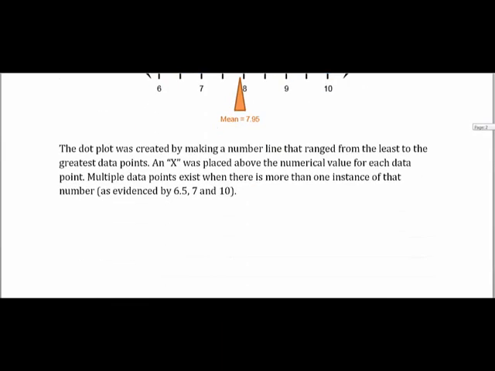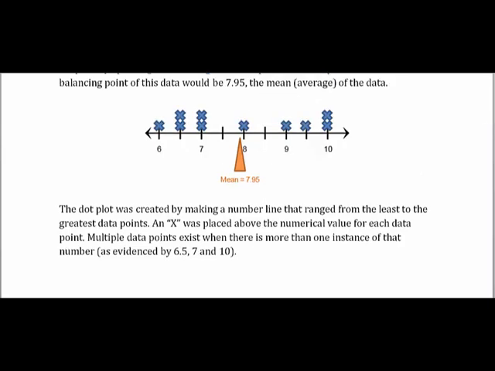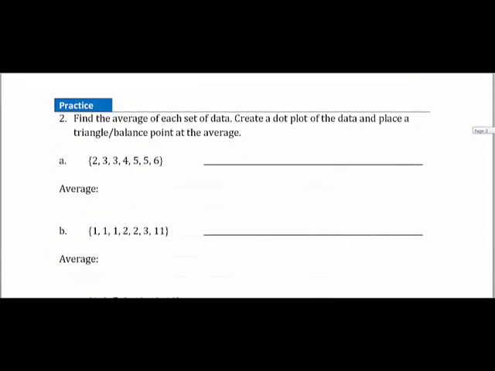Now, this dot plot was created by making a number line ranged from the least to the greatest data points, and an X was placed on the numerical data for each point. Multiple data points exist where there is more than one instance of that point, as evidenced by 6.5, 7, and 10. You can see how they're stacked on top of each other there. So what we're going to do for this next practice problem is you're going to create a dot plot of this data and place a triangle or balance point at the average.